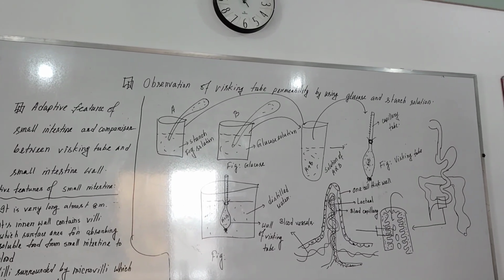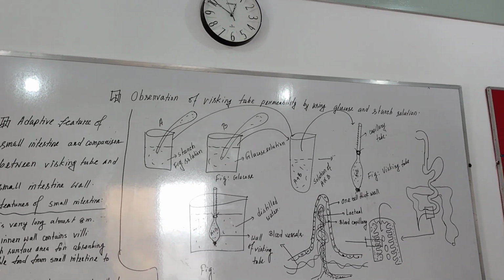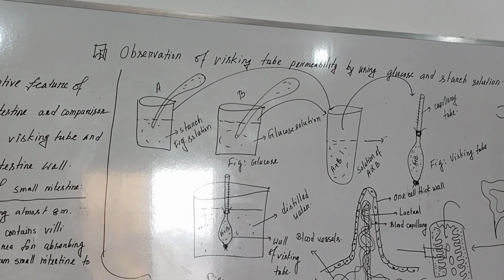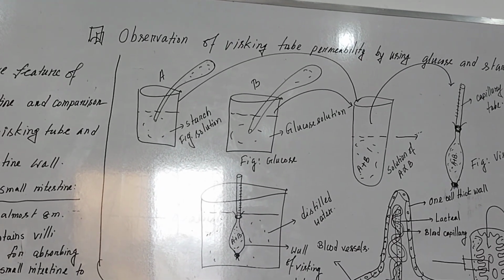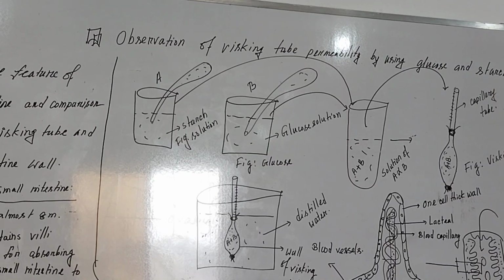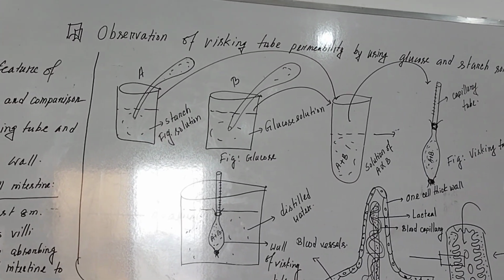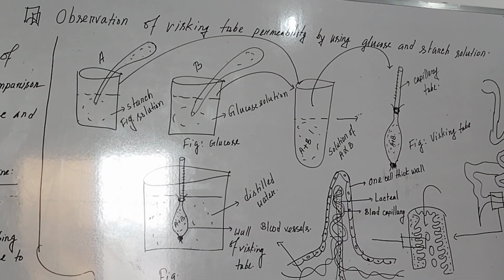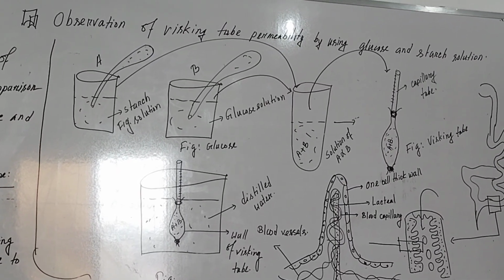Name of the experiment: observation of visking tube permeability by using glucose and starch solution. Here I have taken two solutions, one is glucose and another one is starch solution, and these two solutions are mixed in a test tube. After that, this solution passes inside the visking tube.